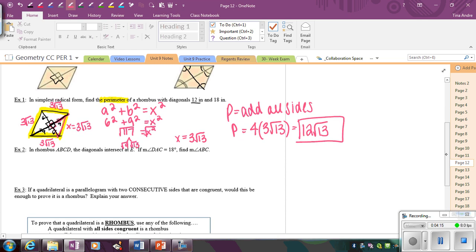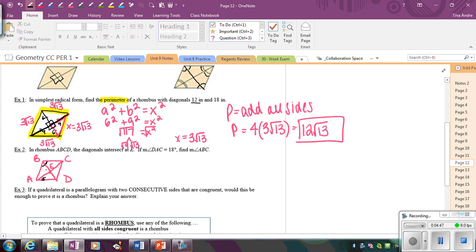The next problem here, we have rhombus ABCD. So again, I'm going to sketch a picture. ABCD. The diagonals are intersecting at E. And it says angle DAC is 18. I want to find the measure of angle ABC. So I want to find this angle right here.